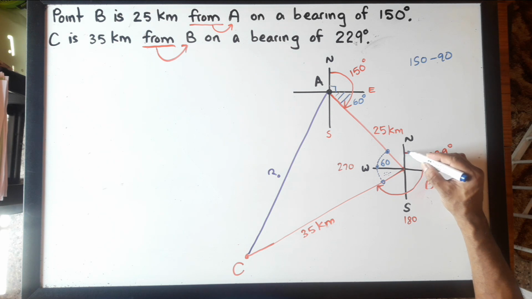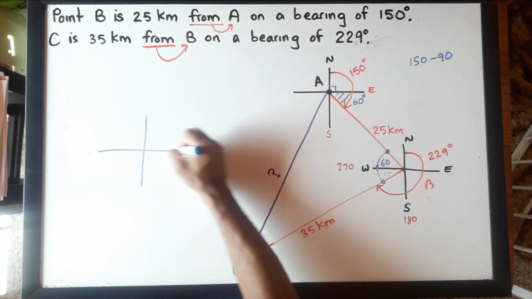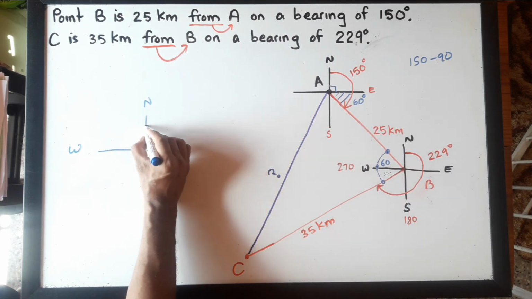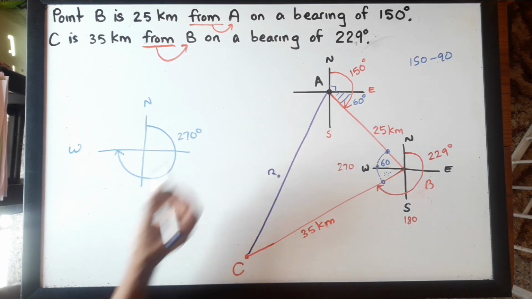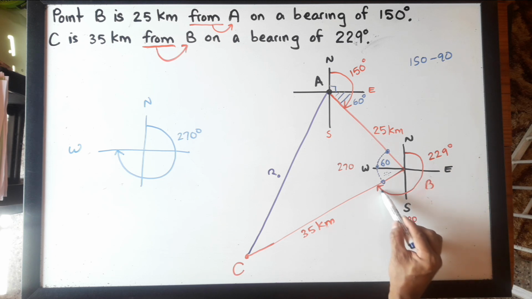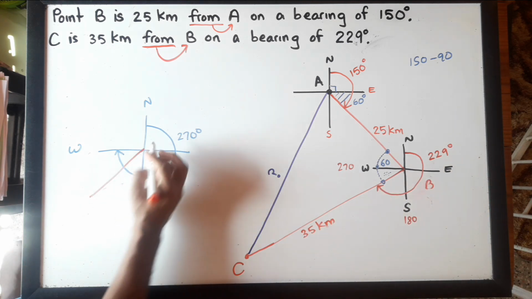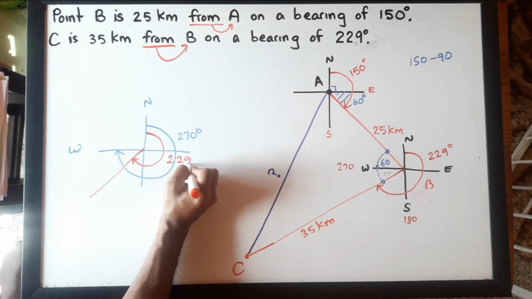What is the angle from north all the way to west? Let's draw this here. If here is north and here is west, from north all the way to west is 270 degrees. Remember, this red line is only going up to 229. So the red line from here to here is 229.